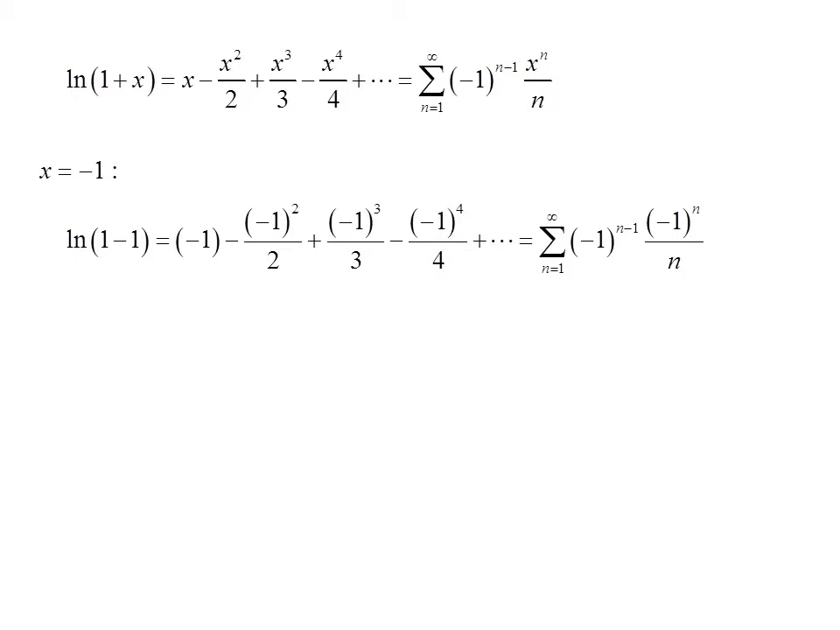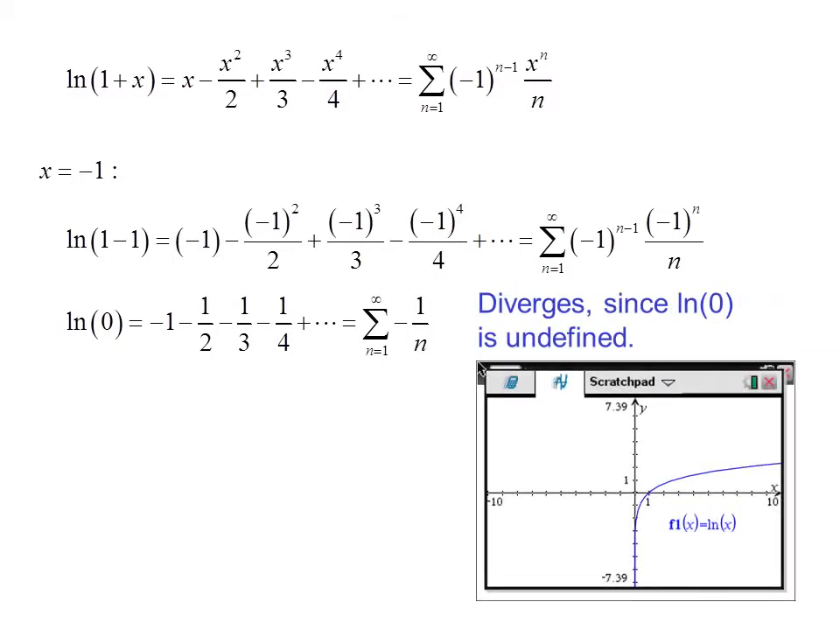which equals the summation of n equals 1 to infinity of negative 1 to the n minus 1 times (negative 1) to the n over n. Simplifying, we get ln 0 equals negative 1 minus 1 half minus 1/3 minus 1/4 equals the summation from n equals 1 to infinity of negative 1 over n. This diverges since the natural log of 0 is undefined.